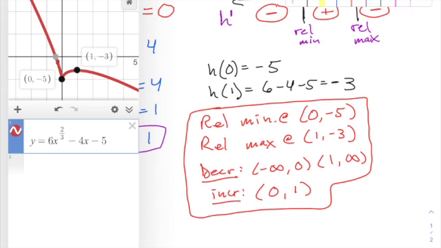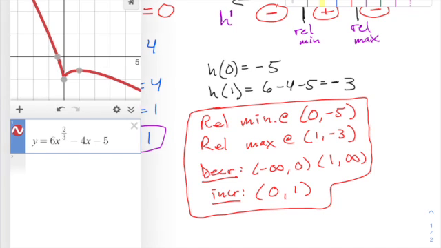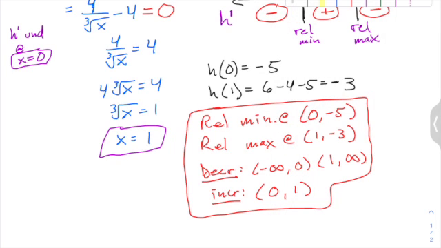So hopefully that confirmed the results, gives you a better sense of what it is you're finding.